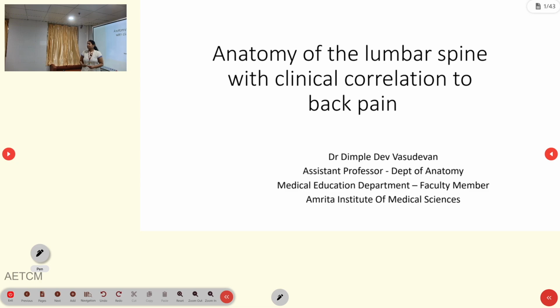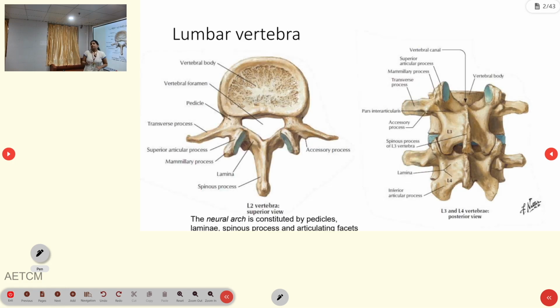Good afternoon. I'm going to discuss the anatomy of the lumbar spine with clinical correlation to back pain. Before we go into the lumbar spine, what comprises the lumbar spine? Now the lumbar spine is the lower part of the vertebral canal, which is present between the 12th thoracic vertebra and the first sacral vertebra. It comprises the lumbar vertebrae, the lumbosacral segments or lumbar segments of the spinal cord, then the muscles, ligaments, and nerves in relation to it.